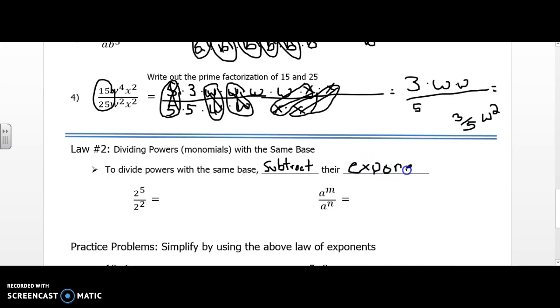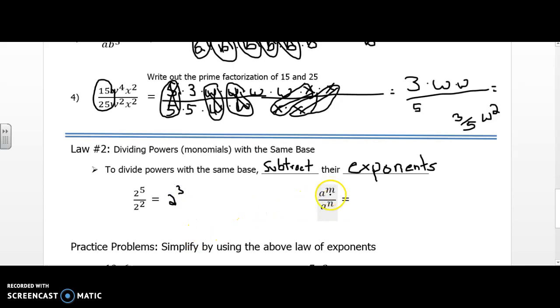Okay, whenever we are dividing numbers that have the same base, we are going to subtract their exponents. Make sure you fill that in. That's an n, and that's p. So if I have 2 to the 5th over 2 to the 2nd, I look at their exponents, 5 and 2. I subtract those, 5 minus 2, and I can rewrite this as 2 to the 3rd.